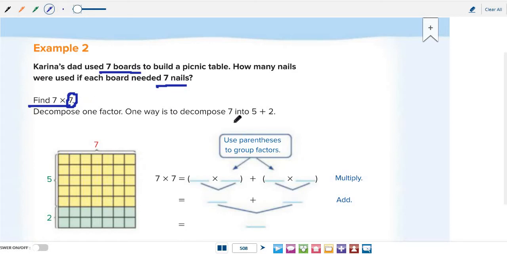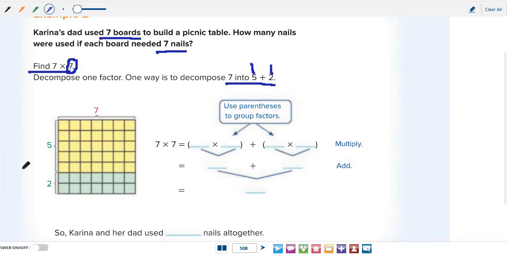But it's a good idea to decompose it into 5 plus 2 because we know it's very easy to find the multiples of 5 and the multiples of 2. So this is the whole array. We will decompose it into two smaller arrays. So now we have 5 times 7 and 2 times 7.